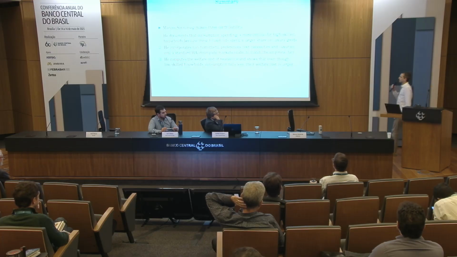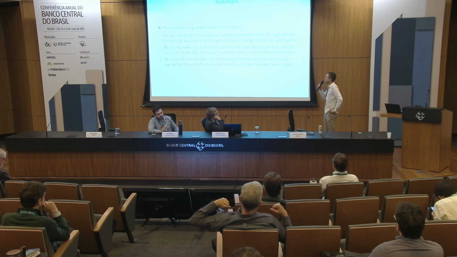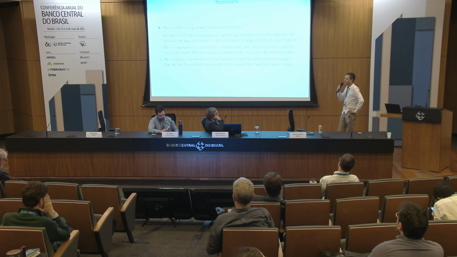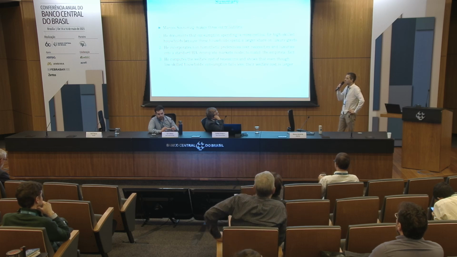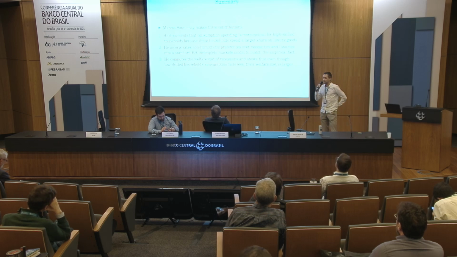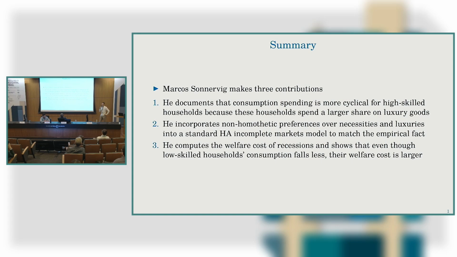Okay. So he first documents that consumption spending is more cyclical for high-skilled workers, high-skilled households, because these households spend a larger share of their income on luxury goods. Then he incorporates non-homothetic preferences between necessities and luxuries into a standard incomplete market model to match that empirical fact. And then finally he computes the welfare cost of recessions and shows that, despite that fact, low-skilled workers are those who suffer most in a recession.